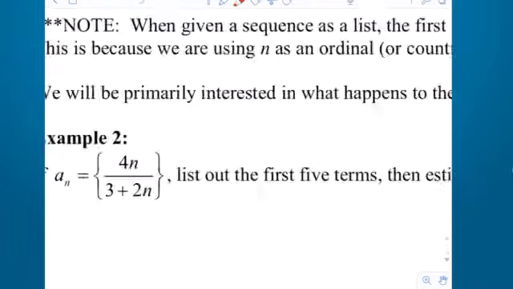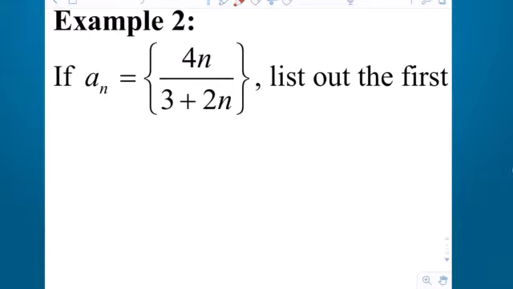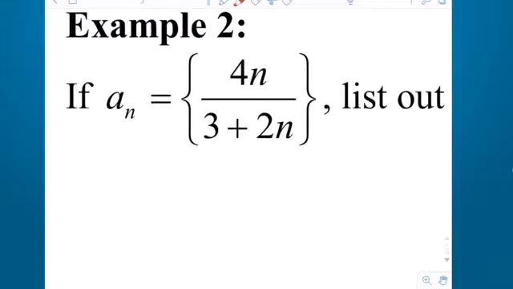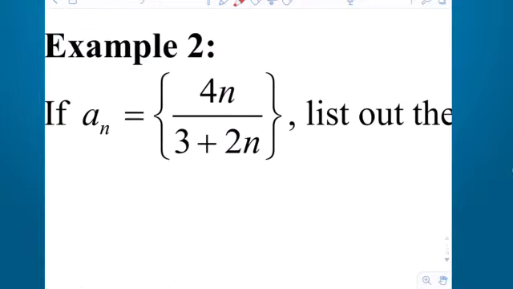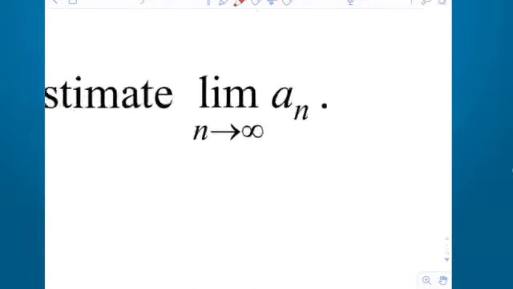So let's jump to this one here. We have a sub n equals, in braces, 4n over 3 plus 2n. So this is a sequence, all right? And we want to know, ultimately, what is the limit as n goes to infinity of a sub n. That is the way to determine if the sequence converges or diverges. We're just going to let the number of terms approach infinity and look to see what the terms do. Now, let's go ahead and list out the first few terms.